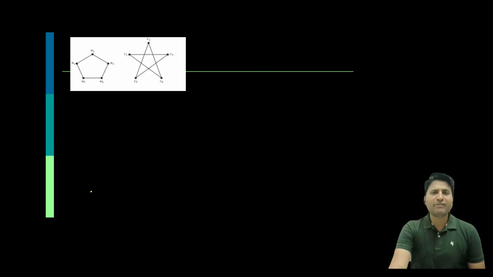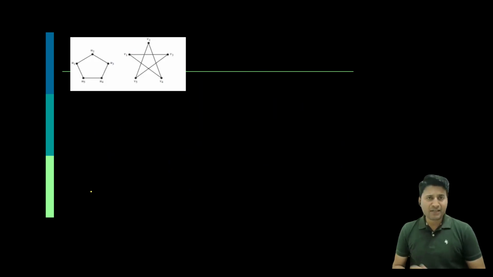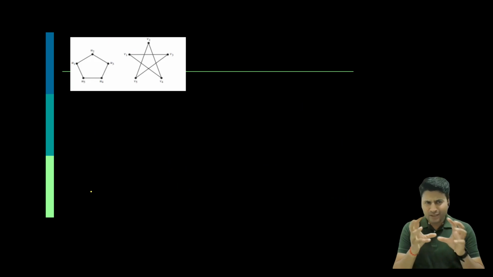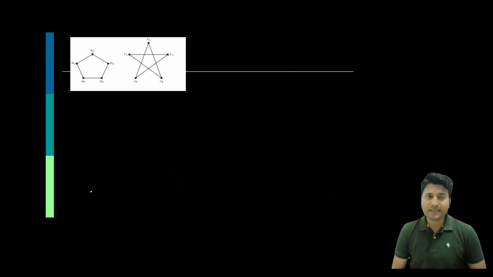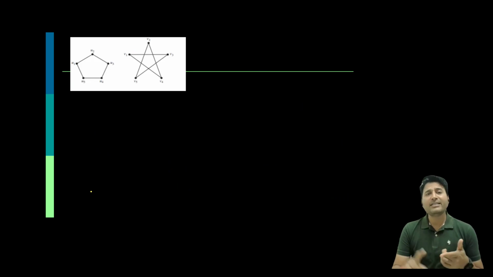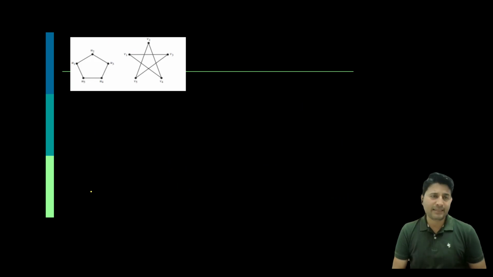Understood? Let us take one more example. So this is one more example. In the shape, they look different. But when we compare the number of vertices, number of edges, degree of vertex sequence, everything between them is same. So now what is our task?